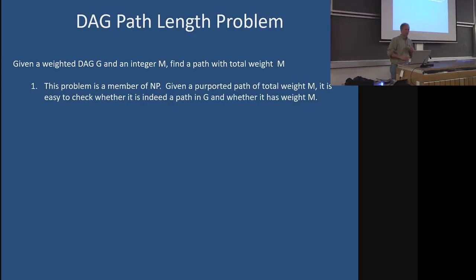Well, we'll take that problem right there. We want to prove that it's NP-complete. So given a weighted DAG and an integer m, find a path with total weight m in the DAG. Okay? So the first step of the proof is to argue it's a member of NP. So in other words, someone gives you a purported solution. They say, here is a path of length m in this DAG.